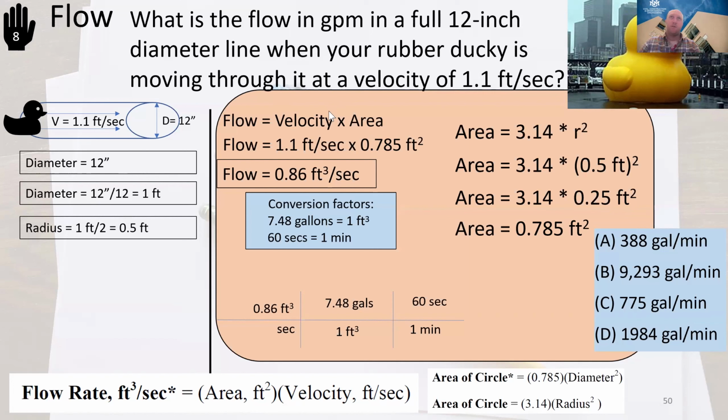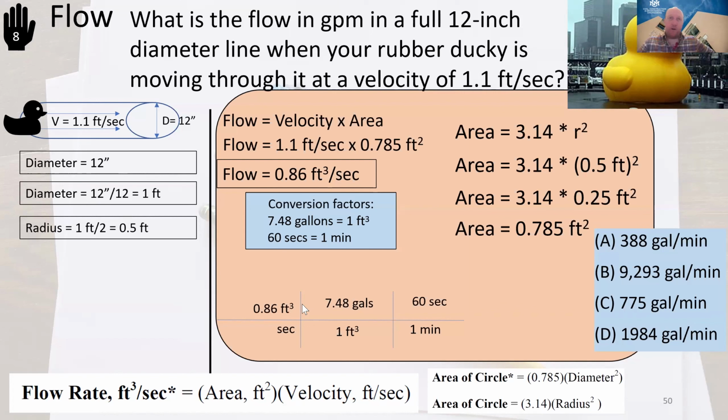So our flow equals velocity multiplied by area. Our velocity is given as 1.1 feet per second, and then we'll multiply that by our area. If we plug that into our calculator, we get 0.86 cubic feet per second. So that is our flow, but we need to then convert it into gallons per minute. And so our conversion factors are right here: 7.48 gallons per cubic foot, and 60 seconds in a minute.